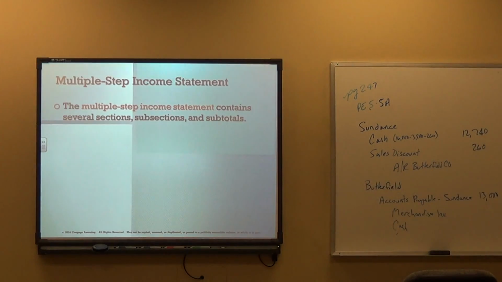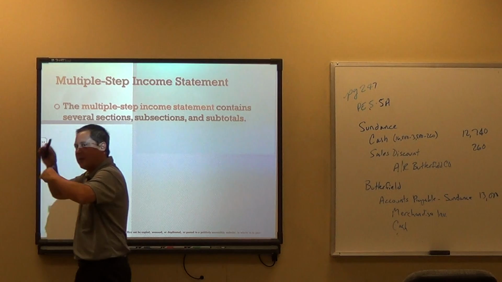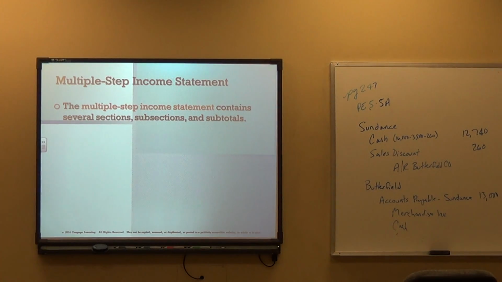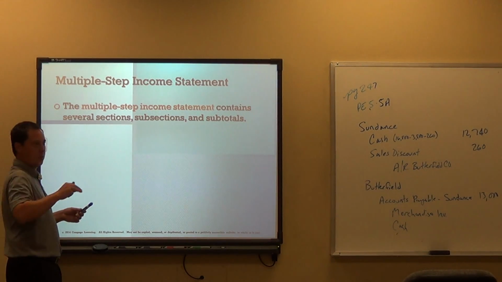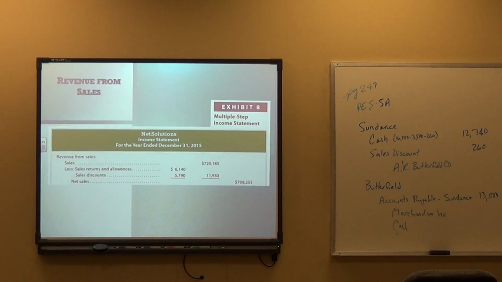Okay. So moving forward here, we're now going to look at a multi-step income statement. So we're going to look at a little more complicated income statements. We've looked at just basically revenues and expenses. That's it. Well, now we're going to go into breaking things down in different categories. So it gets a little more complicated, but it's not too bad. So it contains several sections, subsections, and subtotals. So that's what we kind of looked at previously when I first started this chapter.